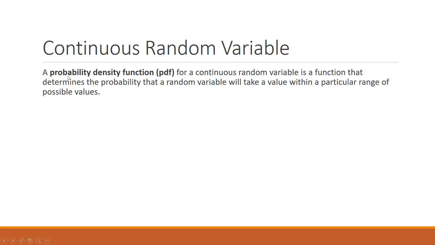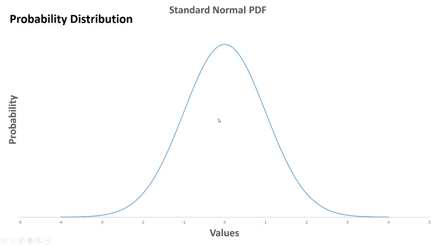Now, a probability density function, for a continuous random variable, is a function that defines the probability that a random variable will take a value within a particular range of possible values. It's basically a function that communicates to us the probability of getting different particular values. Let's look at a probability density function.